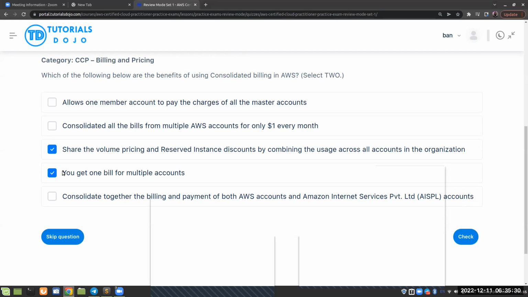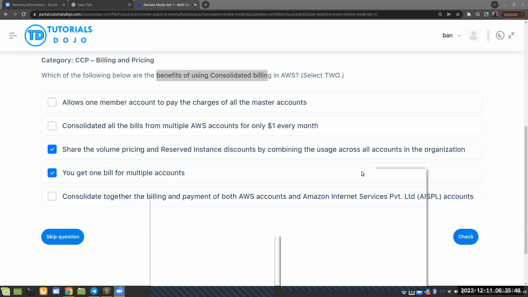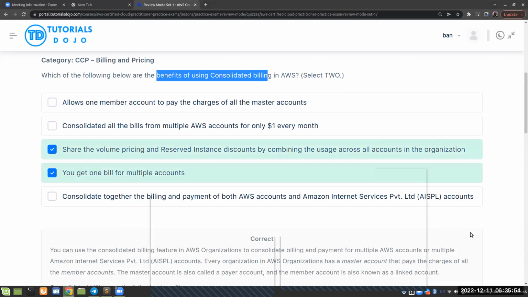C and D. Any different view? Benefits of using consolidated billing. I don't see a different view. Okay, so let's check and see. Yeah, so it's C and D. Benefits of using consolidated billing.